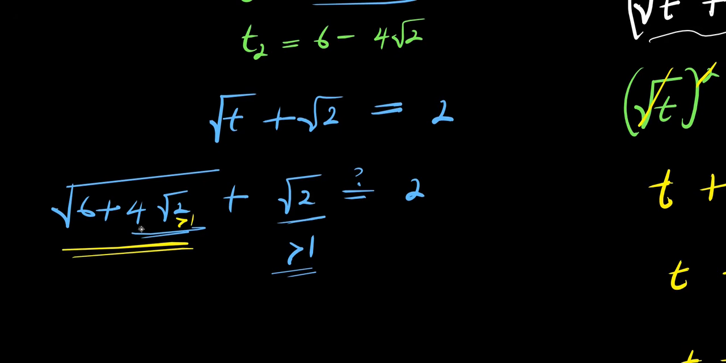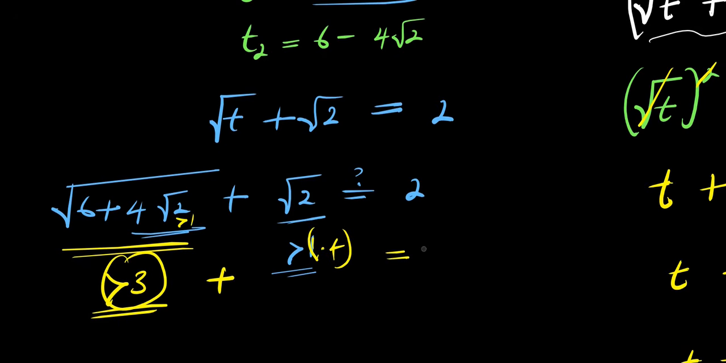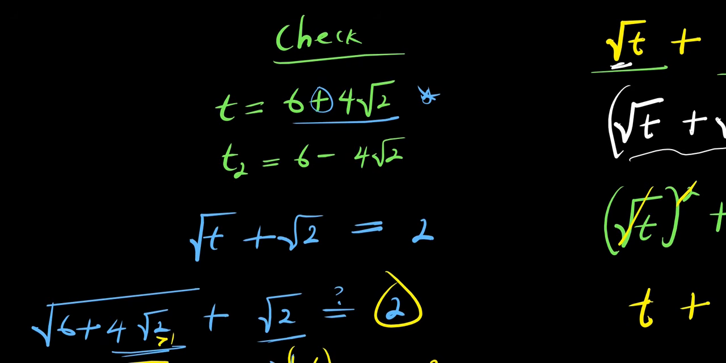this will be greater than 3. So you're having a number that is greater than 3 from this, plus a number that is greater than 1. This is about 1.4 something. So this is about 1.4. That's greater than 1. So if you add greater than 3 to about 1.4, this is obviously greater than the 2 that we are having here. So obviously this is not the answer that we are looking for.